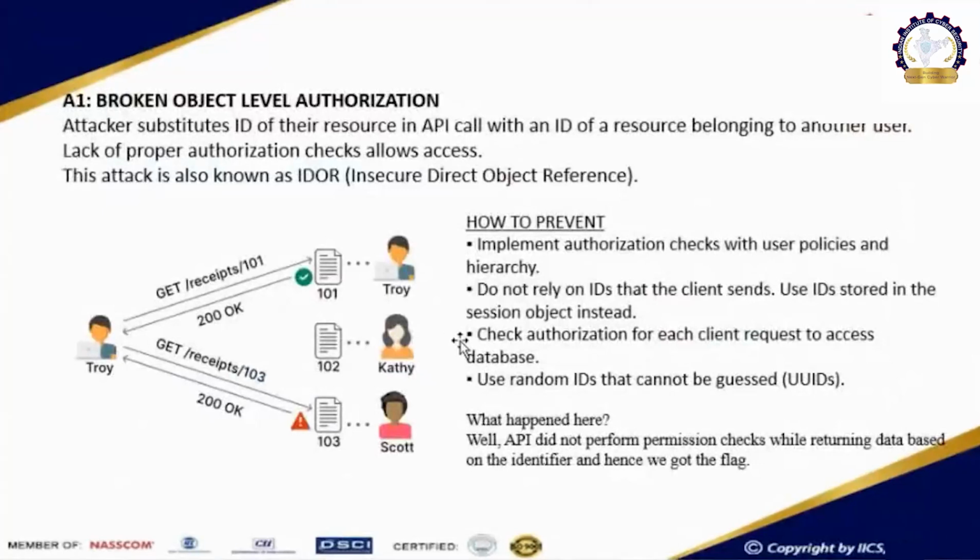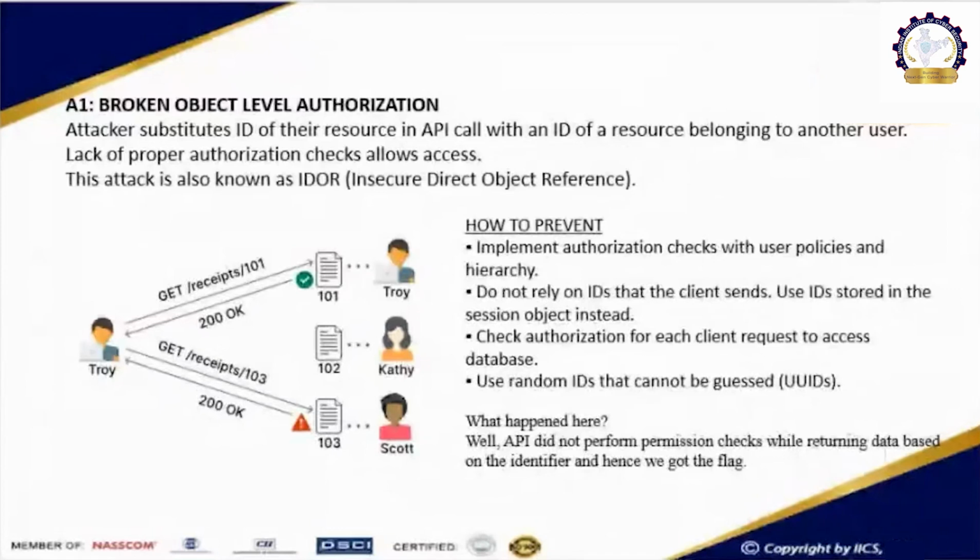The first attack is broken object level authorization. This is the first category of API attacks. When we go for API penetration testing, we maintain a list, the OWASP top 10 web API risks. In that list, we should go one by one and check each and every functionality. So when it comes to web API penetration testing, the first one is broken object level authorization.